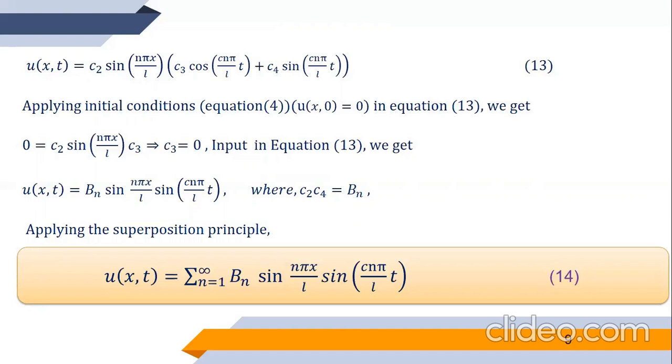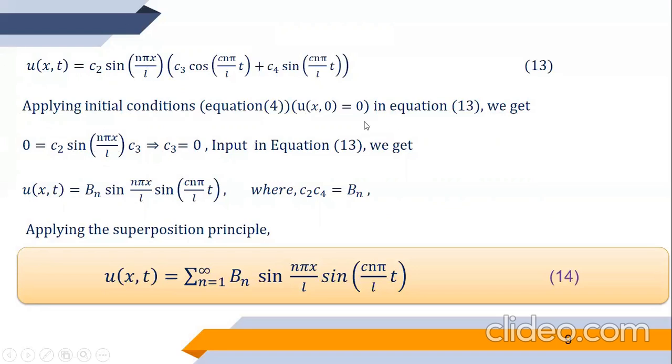In problem 1, first we apply the initial velocity, because in problem 1 the initial velocity is given as 0. But here the initial displacement is given as 0. So first we apply the initial condition equation 4 in problem 2. Applying u(x,0) = 0 in equation 13, we get 0 = c2 sin(nπx/L) into c3, because cos 0 is 1. So this term is not equal to 0, so c3 is equal to 0.